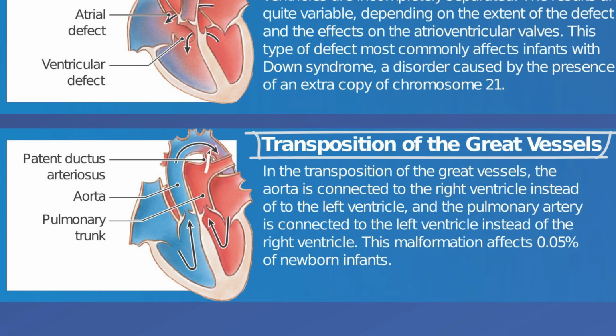In transposition of the great vessels, the pulmonary trunk and aorta are anatomically switched in position, or transposed. The aorta is connected to the right ventricle instead of the left ventricle, and the pulmonary trunk arises from the left ventricle instead of the right ventricle. As shown here, the result is low oxygen blood entering the aorta and then into the systemic circulation. Immediate surgery is required as this condition is incompatible with life, meaning life is not possible.